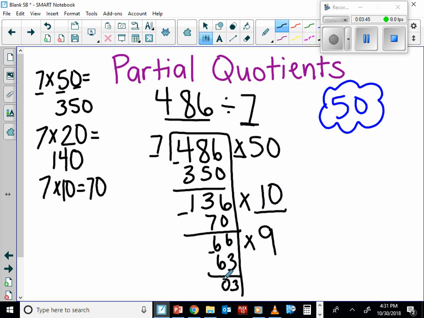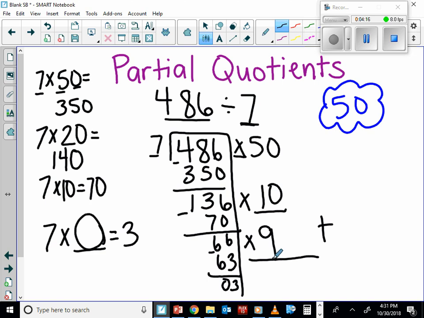Now I've come to this point where I have to ask myself, can I multiply anything times 7 to equal 3? Okay, that's not going to work because the number is less than 7, or there's nothing I can multiply by 7 to get to 3. That means I'm done. So I'm going to stop on this side for now. I'm going to come over here to the side, and I'm going to add, because these are my little partial quotients that I have. This is the part where it can be tricky, because if you're not careful, this 9 right here could look like a 90.